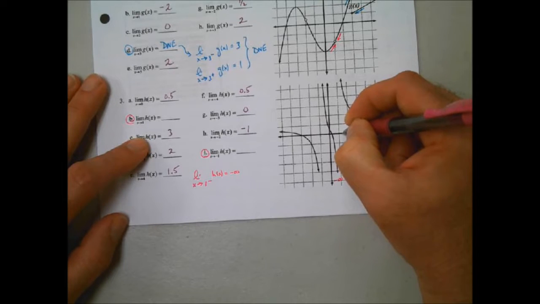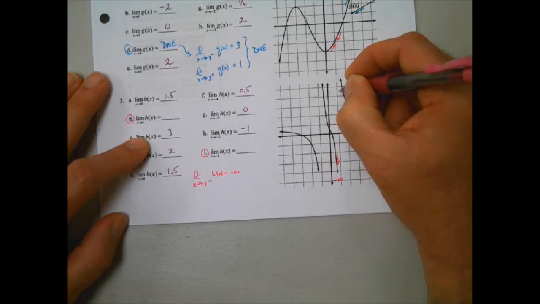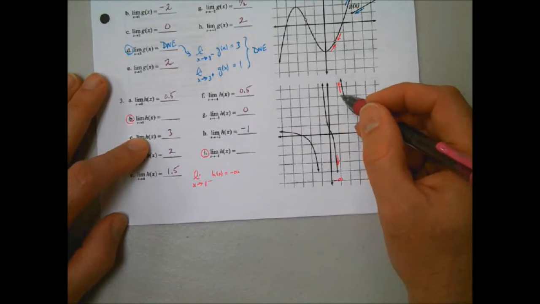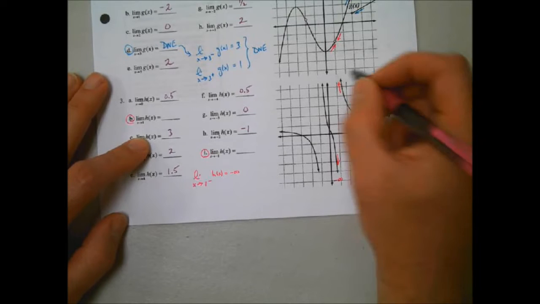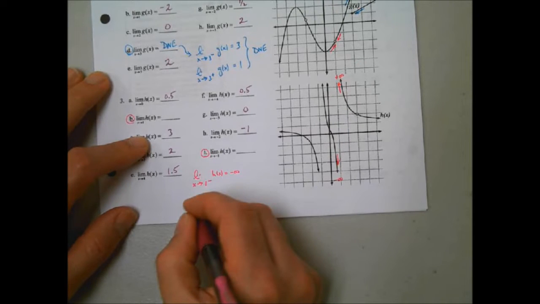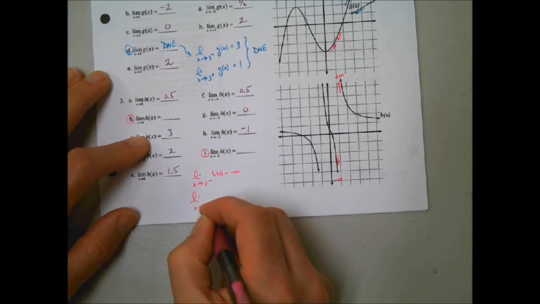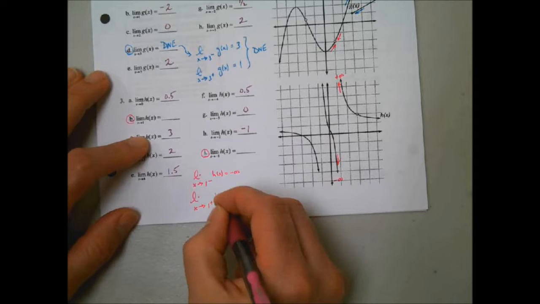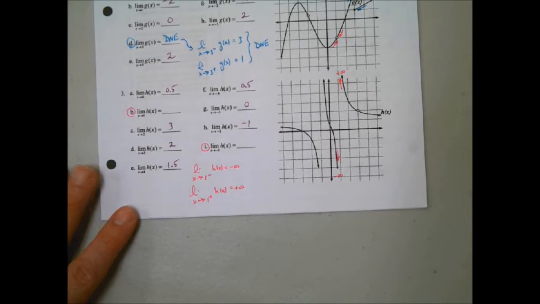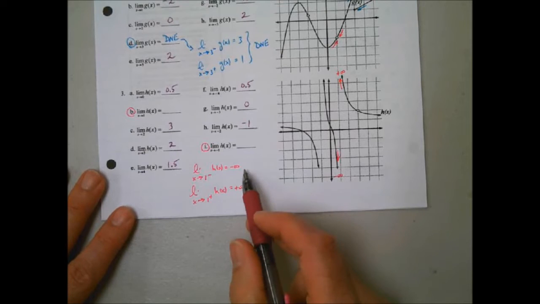If I sneak up on it from the right-hand side, so go to the right of x equals 1, then I have to go up to intersect with the graph, and as I go towards x equals 1, I'm going up forever. What's up forever? Positive infinity. So the limit as x approaches 1 from the right of h of x is positive infinity.